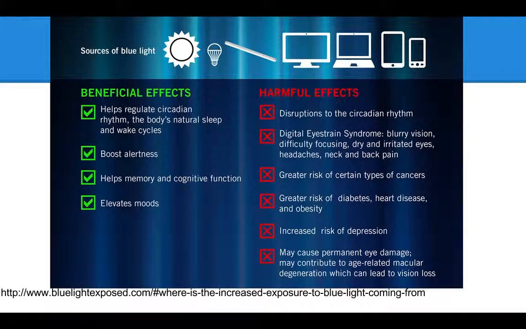There is a greater risk of certain types of cancers associated with blue light, greater risk of diabetes, heart disease, and obesity. There's an increased risk of depression with blue light, and it may cause some permanent eye damage, and it may contribute to age-related macular degeneration, which can lead to vision loss.